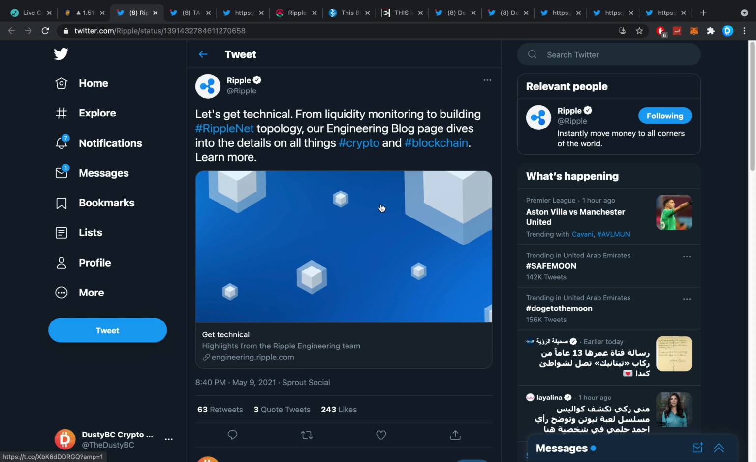Now, Ripple, let's get technical. From liquidity monitoring to building RippleNet topology, our engineering blog page dives into the details on all things crypto and blockchain. Even though I don't necessarily want to show you guys the Ripple page here, one thing that's very important to know about Ripple slash XRP is that a very big part of what they're doing right now is just the first vertical.